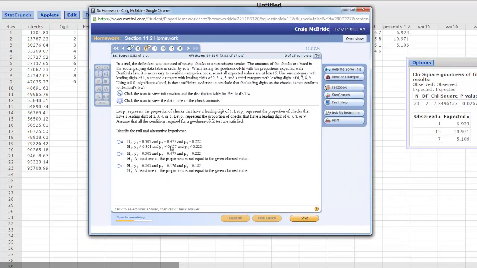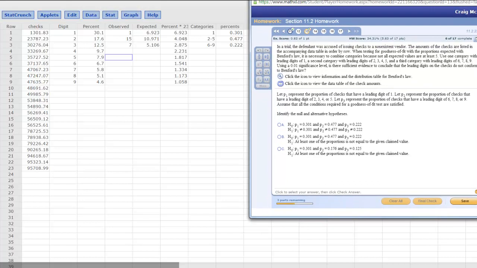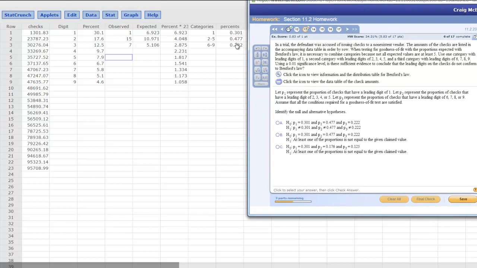Okay. The first part, the null and alternative. Remember, the null is always that the proportions match the hypothesized distribution. And according to when we did the data, right here, our first category was 30%, then 47.7, 22.2, and you can see here are those numbers, same thing here. And then the alternative isn't that they're all different, it's just that at least one of the proportions is not equal to the given claimed value. So that's the first part.